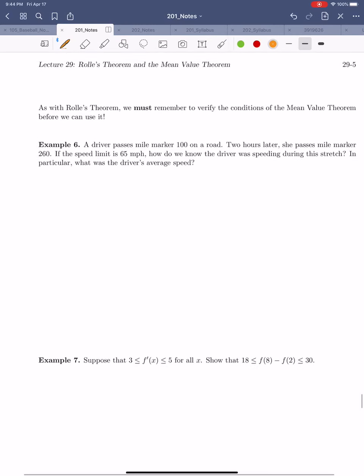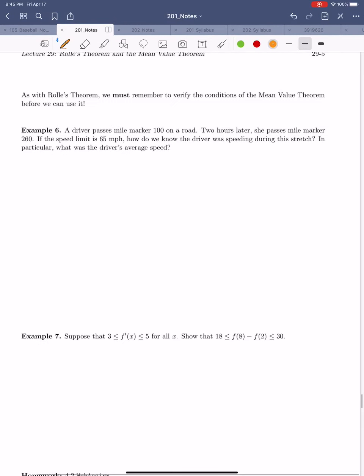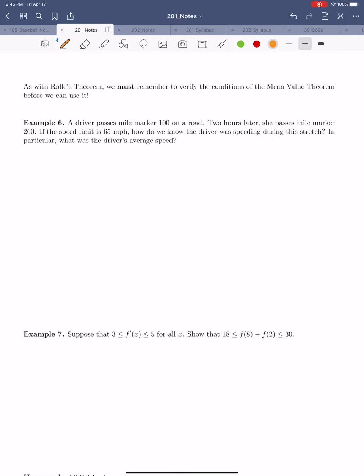Let's take a look at an example of when we might use the mean value theorem. So here's a classic example. You can find this video on YouTube. There's a situation where a driver passes a certain mile marker on a road, and then 2 hours later, they pass another mile marker, or perhaps it's a checkpoint, and the police officer pulls them over and gives them a ticket.